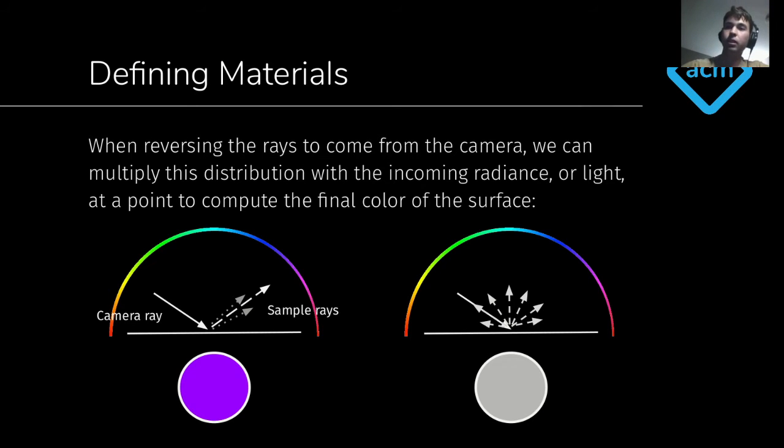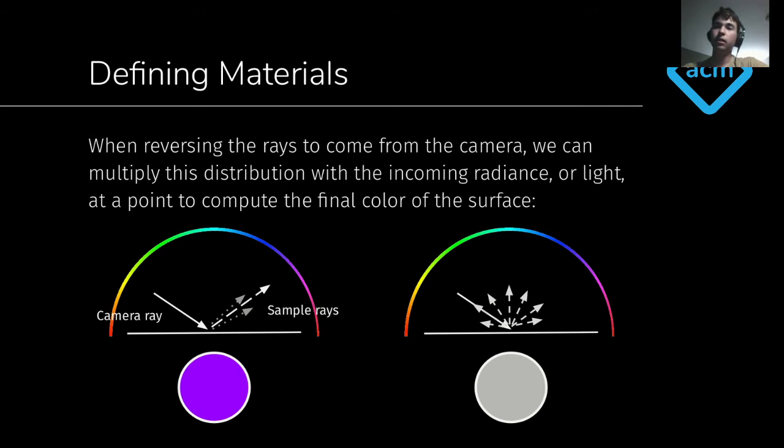Well, basically what we can try to do is multiply this distribution function of... so we're doing this in reverse, right? The camera ray hits the surface, and if we do this in reverse, there's a bunch of different possible ways the camera ray could be reflected. For a reflective surface, it could be reflected in the reflective direction, and if it's diffuse, then it could be reflected equally in all directions.